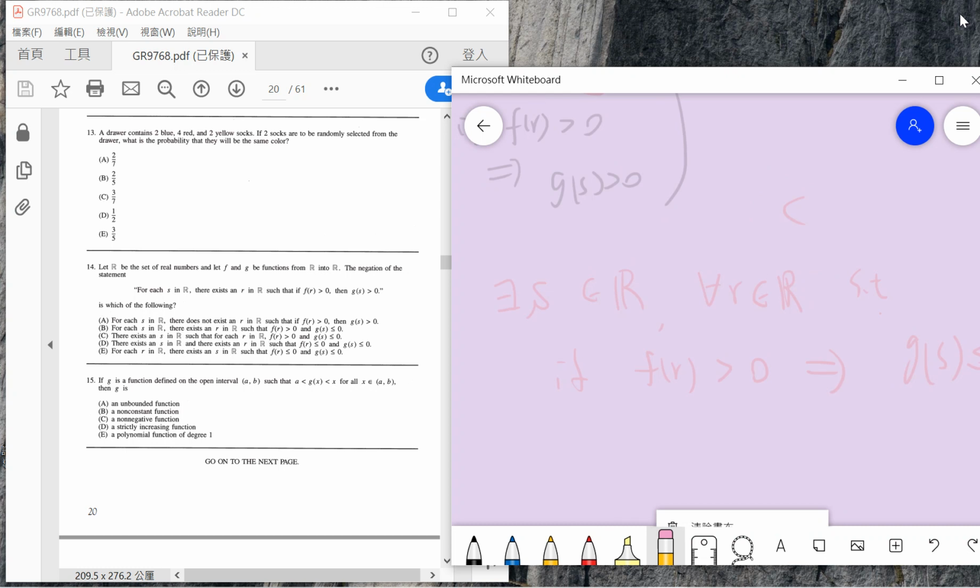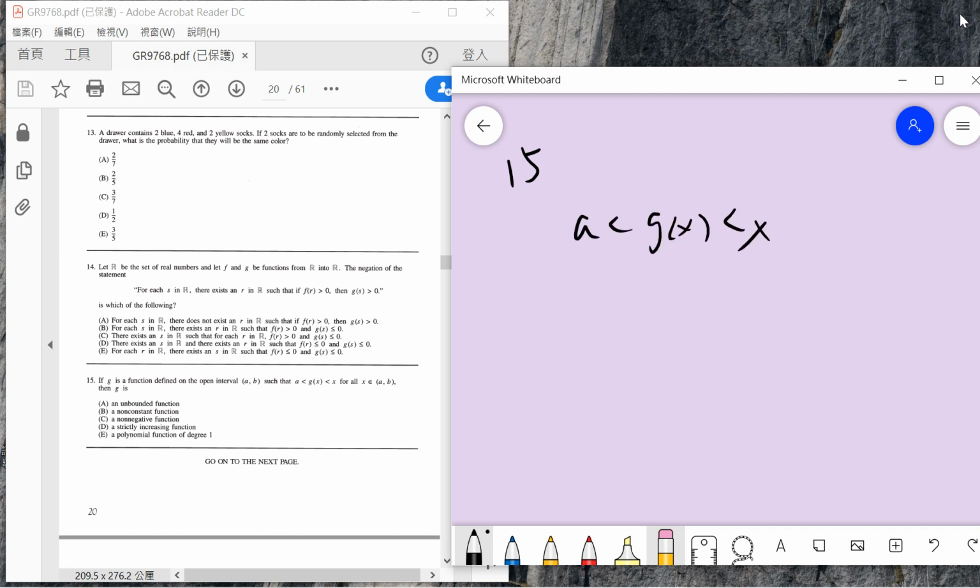Okay, here comes the interesting problem, 15. Say that G is a continuous function defined on the open interval (a, b), such that for all x, G(x) is less than x. Then G is okay. So the first one is G is unbounded. Second one is non-constant. Third one is non-negative. Fourth one is strictly increasing. E is a polynomial function of degree 1.